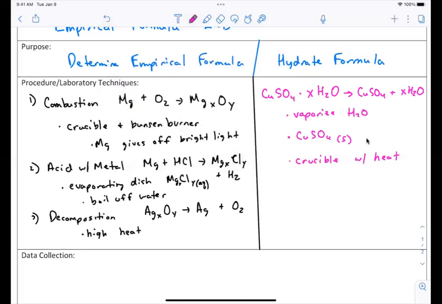So the hydrate formula is like the real reaction occurring, and then the acid with metal is... well, no. In the acid with metal, the acid has water because the acid is dissolved in water. So when you do the reaction, you're going to just have water left over. You've got to get rid of that. In the hydrate formula, the compound comes attached with water initially, and then your job there is to boil the water off to figure out how much actual compound you have. I see. Okay, thank you. You're welcome.